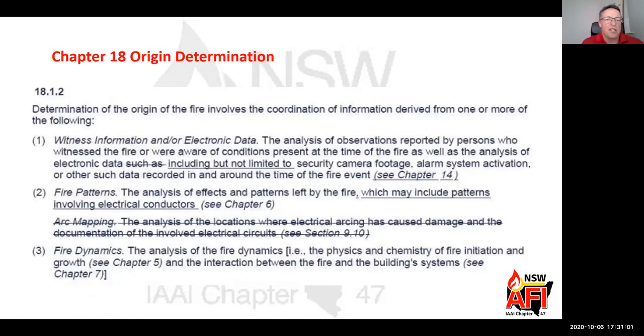Yes, so fire dynamics. The origin determination, yes. They used to say we have 4 pillars on our origin determination, which is witness information and electronic data, fire patterns, arc mapping, and fire dynamics. They've taken away arc mapping, and now it's just the 3: fire dynamics, fire patterns, and witness information, electronic data. So I think that's a good thing.